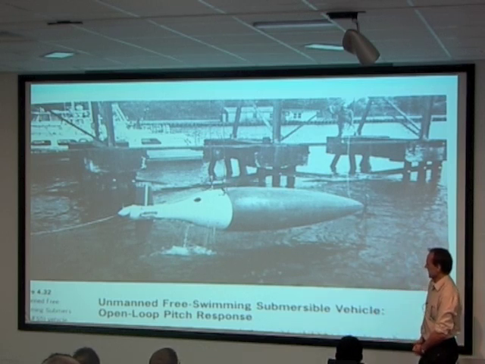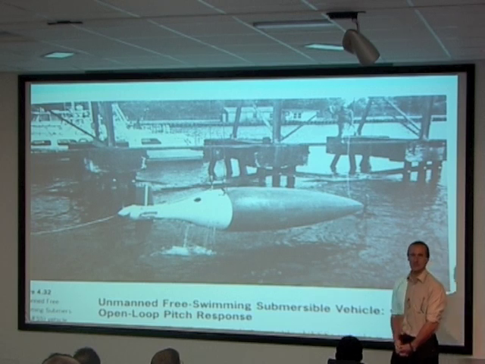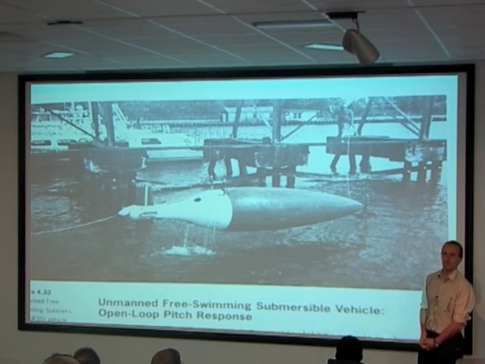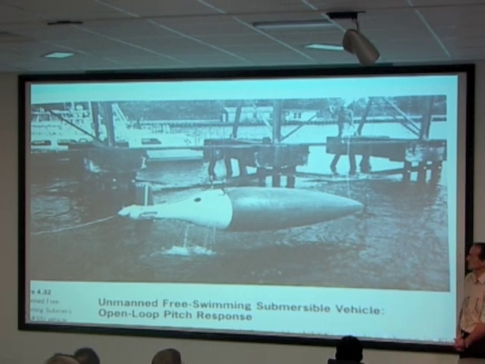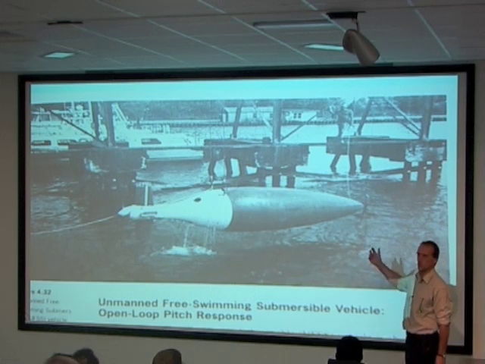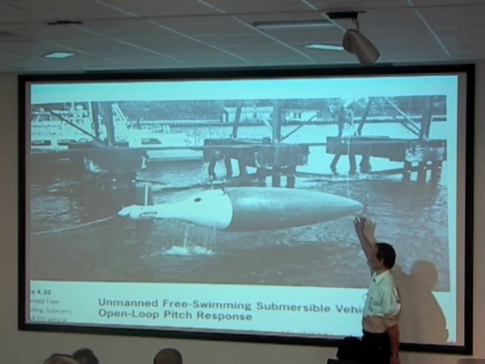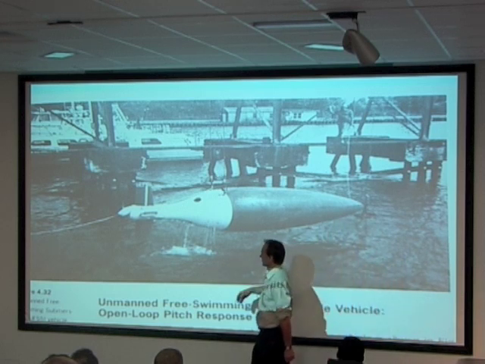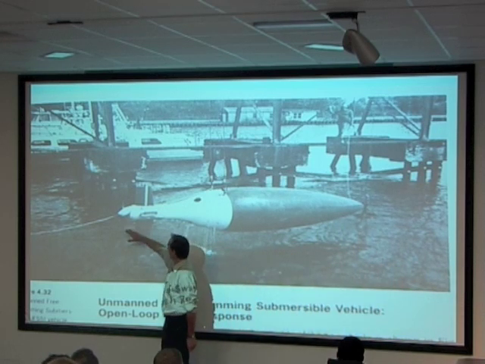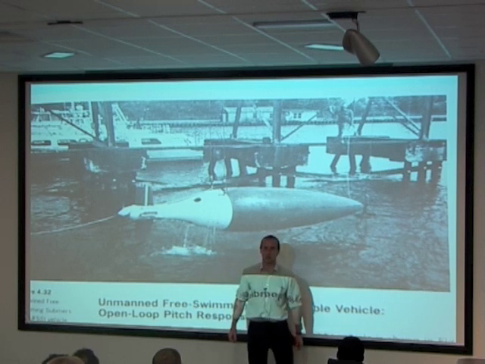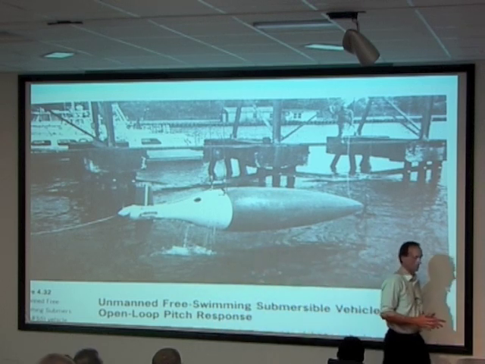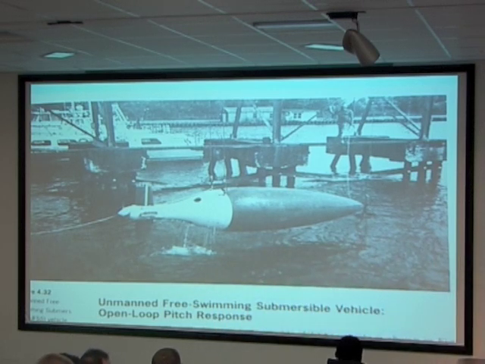That is an unmanned, free-swimming, submersible vehicle, the sort of thing you'd use in exploration. They usually carry things like sonar equipment and all that sort of stuff. It's basically a fairly efficient shape. It's got a propeller at the back and control surfaces: elevators and rudders and all these kinds of things. So this is an unmanned, free-swimming, submersible vehicle.